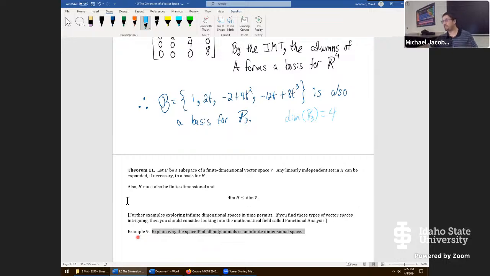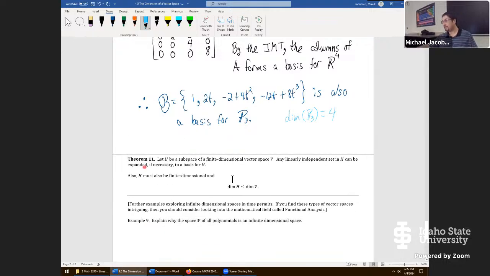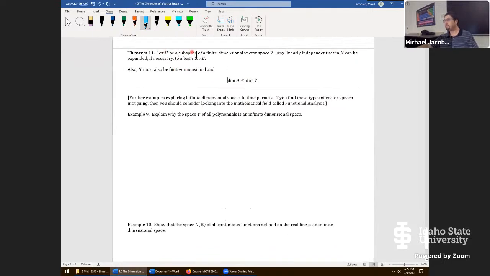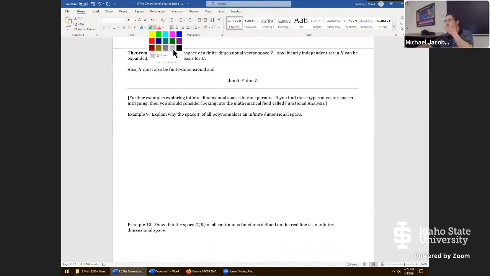Let's give it a try. This is a pretty good theorem. It says a couple things that are relevant to what we're looking at. It says, let H be a subspace of a finite dimensional vector space V. We're going to need that later. So now V is finite dimensional. It tells us any linearly independent set in H can be expanded if necessary to form a basis. So if you have a linearly independent set, if it doesn't span, just add another vector that keeps it linearly independent until you do have a basis.